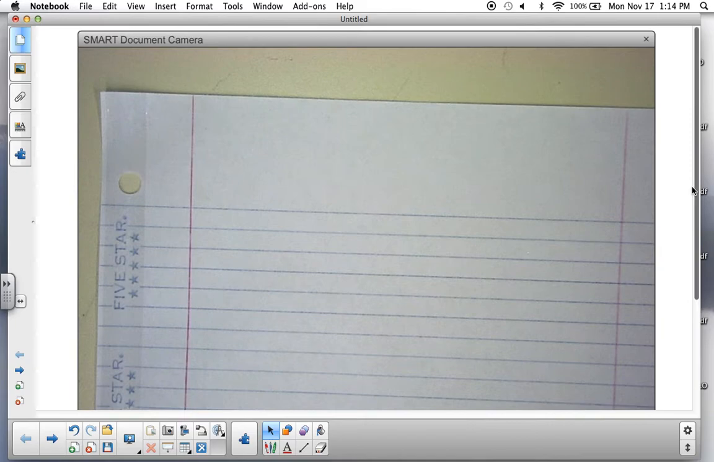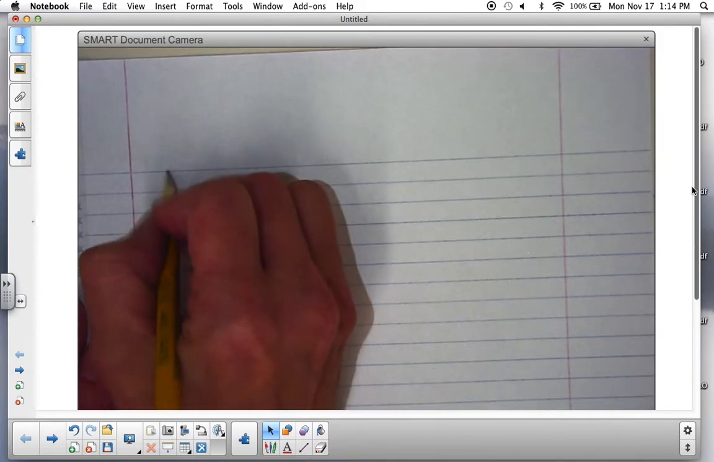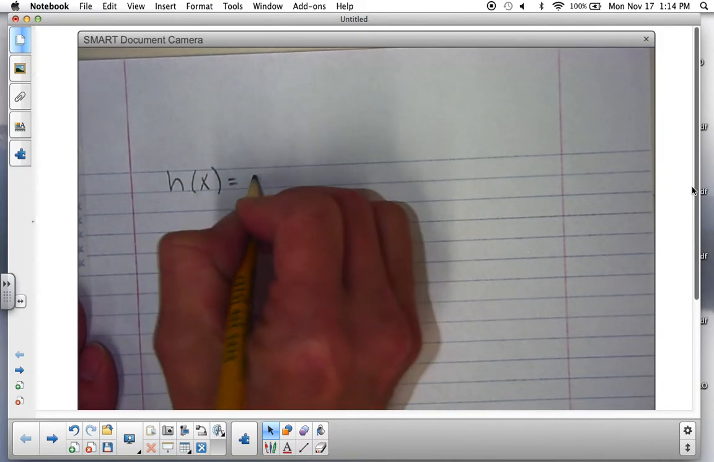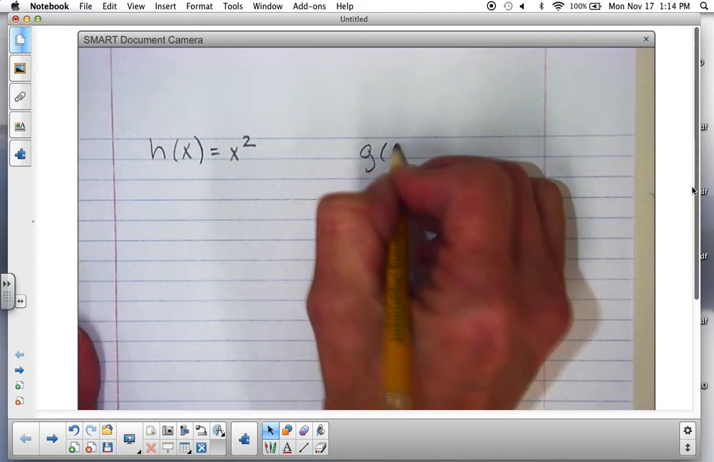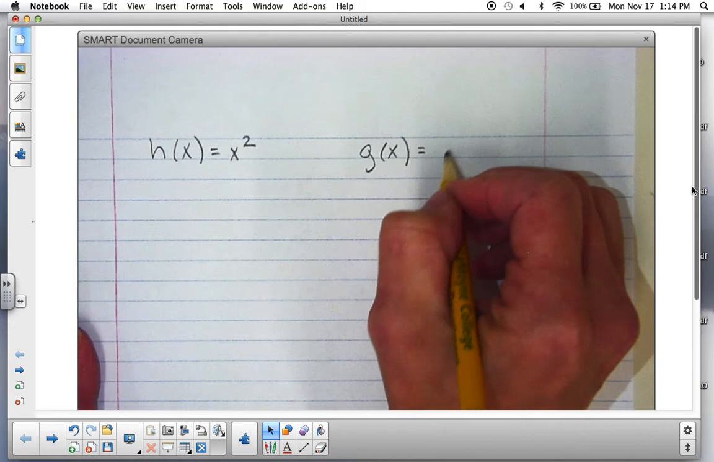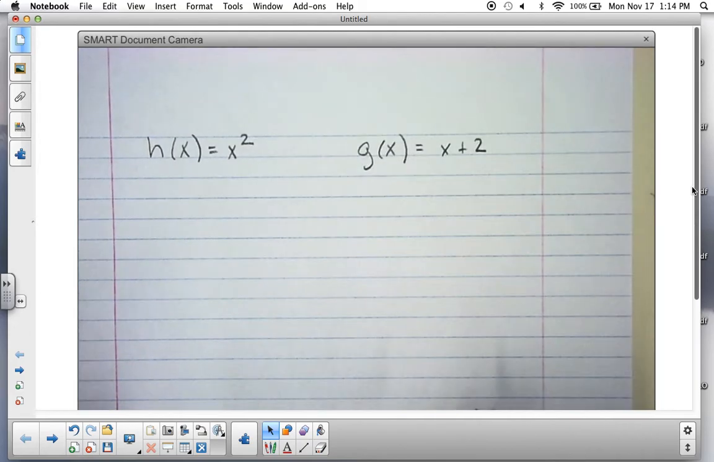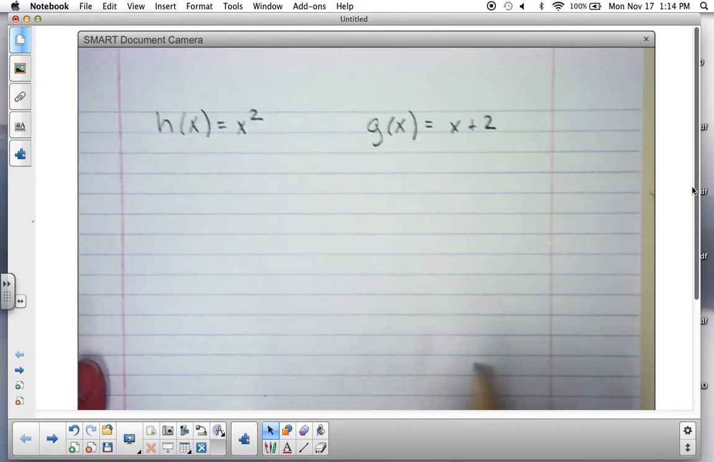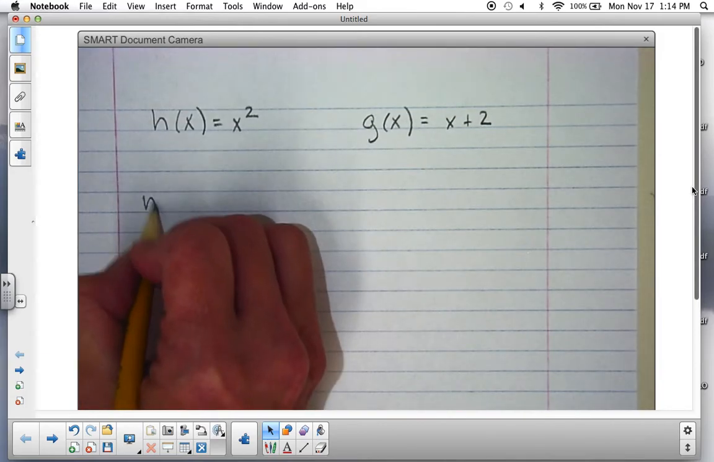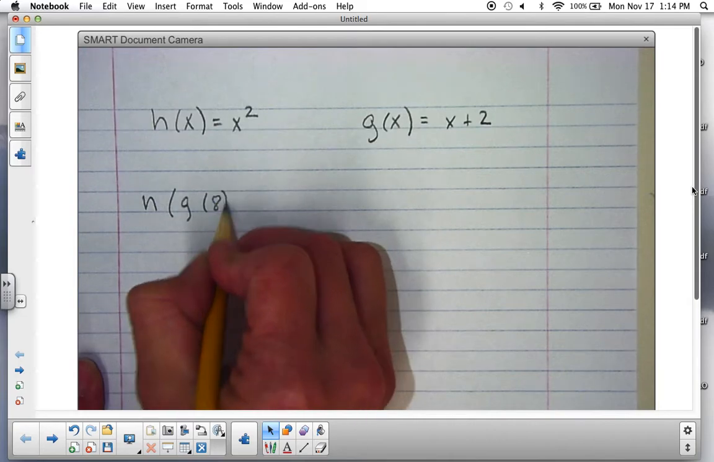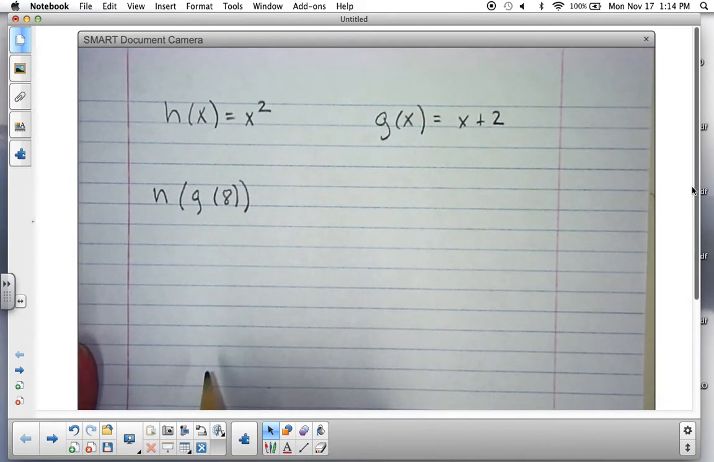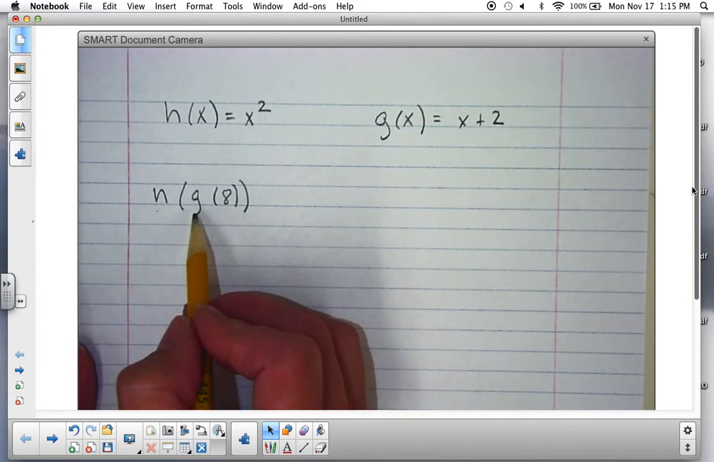Let's see what else we got. I'm just going to make up h of x is x squared, and g of x is x plus 2. Let's use now that different notation. It does mean the same thing, but sometimes it looks more like that, with double sets of parentheses. So they want you to find h of g of 8.